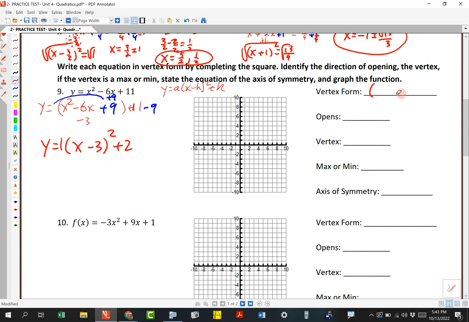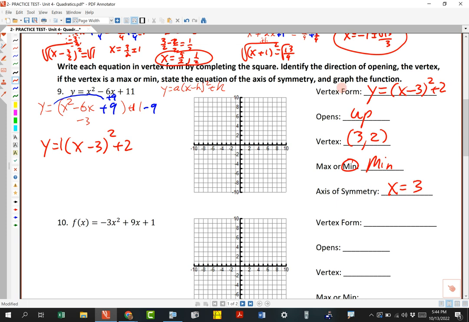Oops, I need to put that in vertex form. I'll slide that over here, okay? So y equals (x minus 3) quantity squared plus 2. It opens up because of that 1 that we were talking about just a second ago. The vertex is, now it's time for this one, opposite of that number right there, so 3, same as that number right there, 3 comma 2. And this one opens up, so it's going to be a min. So we can either circle that or just write the word min in there. And then the axis of symmetry, remember, is going to be the x coordinate of the vertex. So the axis of symmetry is going to be x equals 3.